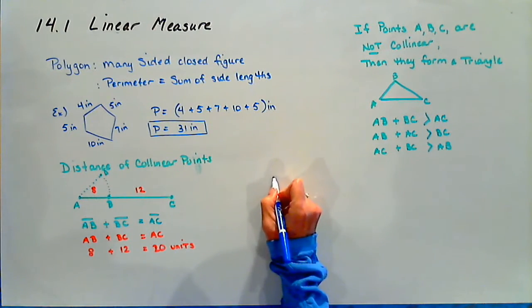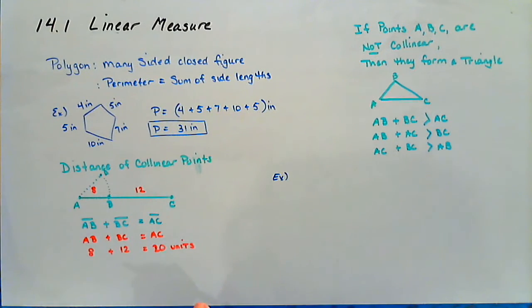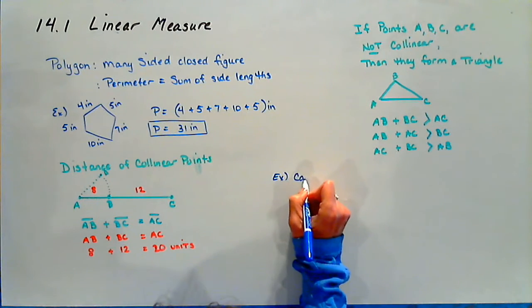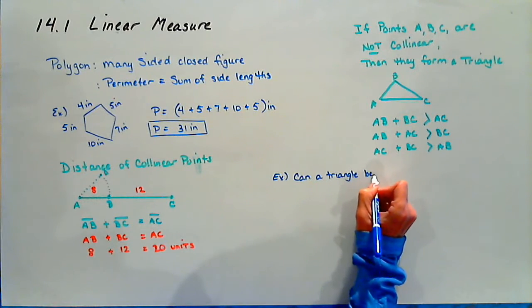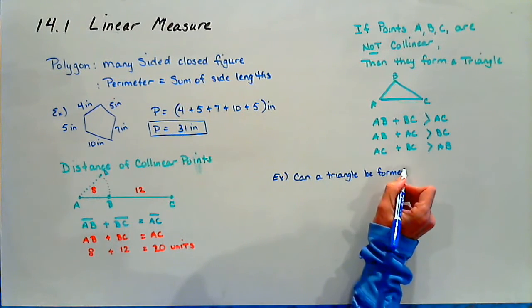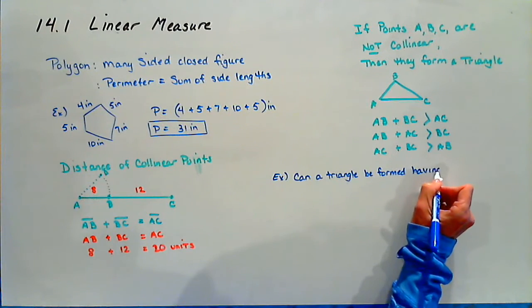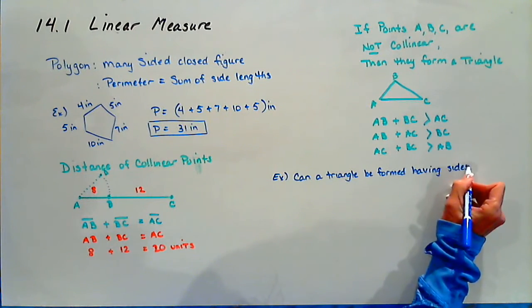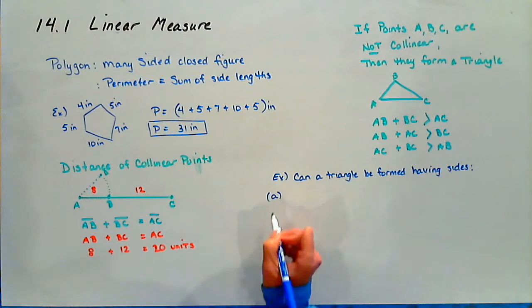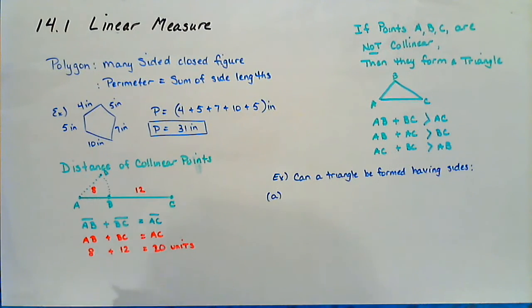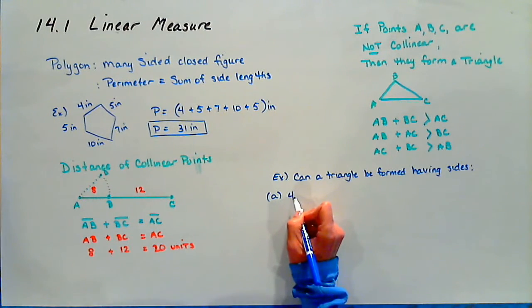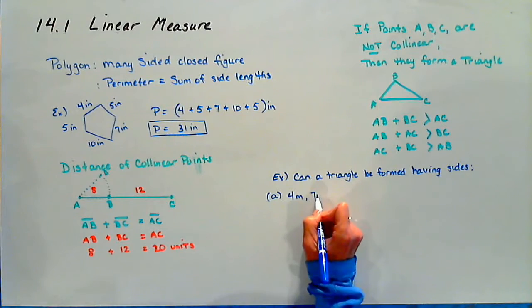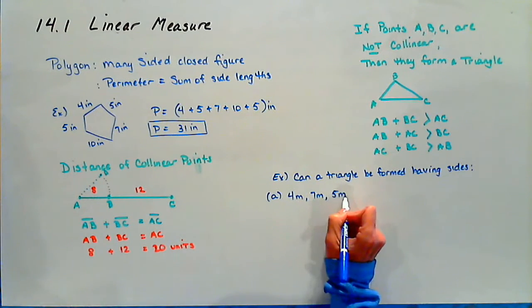So let's take a look at a couple of examples going along with that. Can a triangle be formed with the following side lengths? Can a triangle be formed having sides, your first example. Let's say we have, what are nice numbers? How about 4 meters, 7 meters, 5 meters?